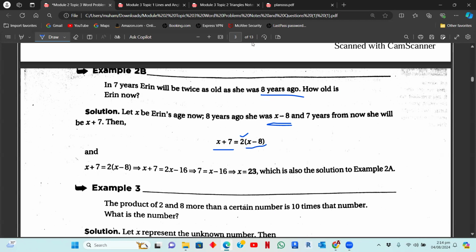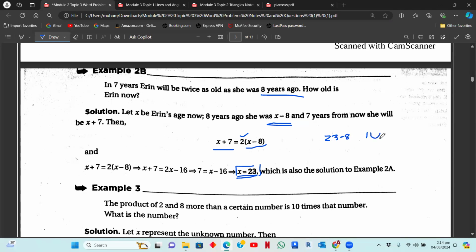So if the present age of Erin is 23, you can simply put all of this in the equation and see if your answer is correct. In 7 years, Erin will be twice as old as she was 8 years ago. What was her age 8 years ago? You can do 23 minus 8. You can just check, right?